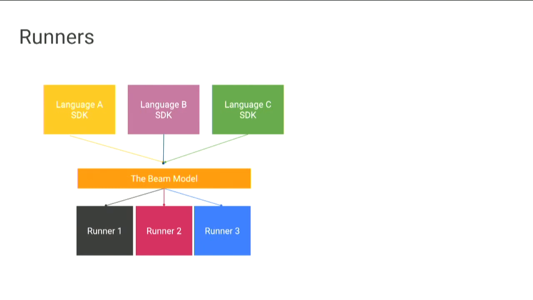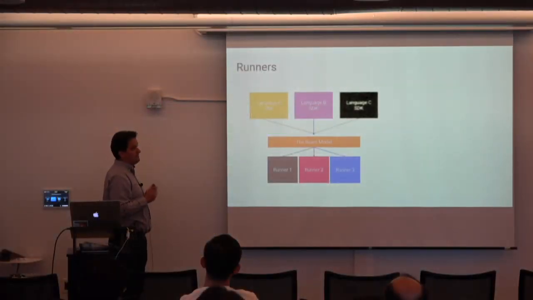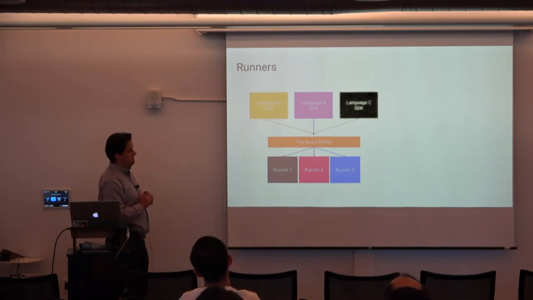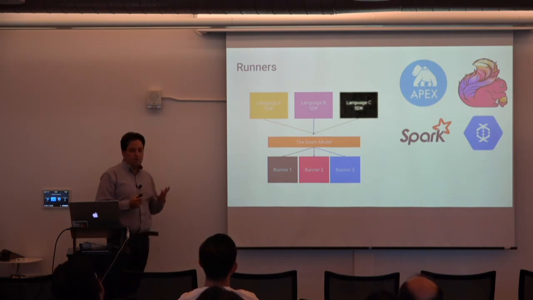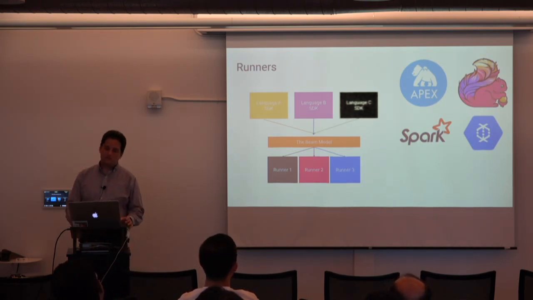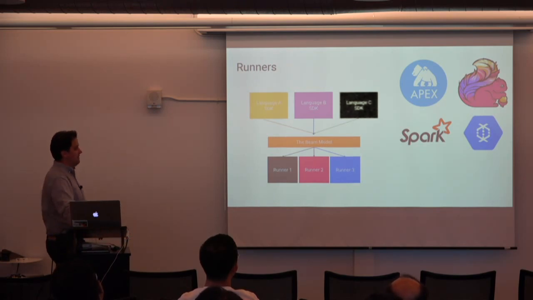The second extensibility point is runners. We already talked about it. We envision that each runner runs pipelines built with any SDK. Today, that's the case for Java SDK only, but support for other SDKs is in progress. So today we support four runners in the project natively. So that's Apache Apex, Apache Flink, Apache Spark, and Google Cloud Dataflow. These are the four that we released in this first stable release.